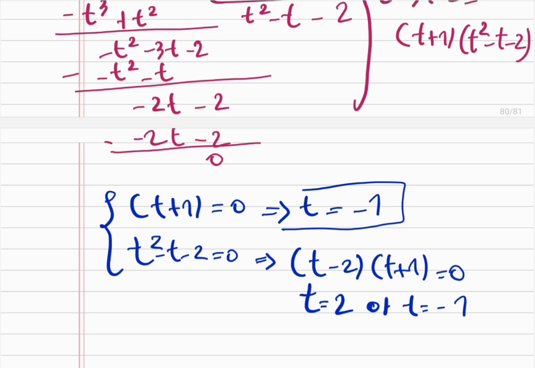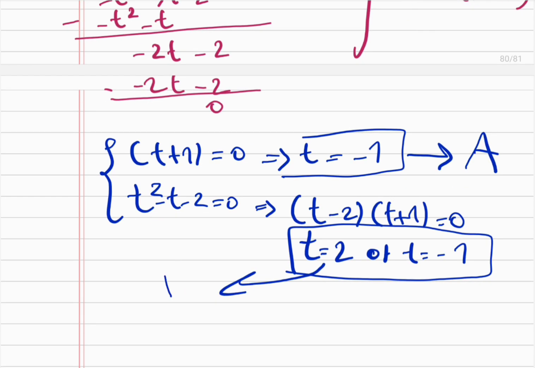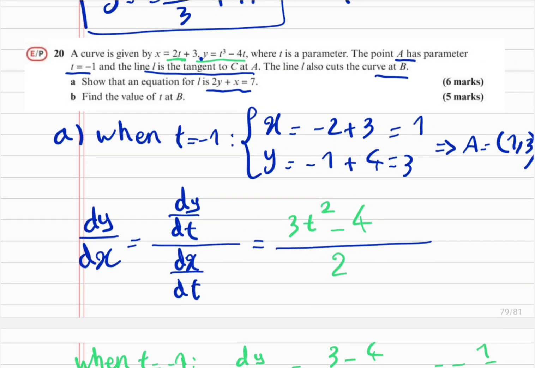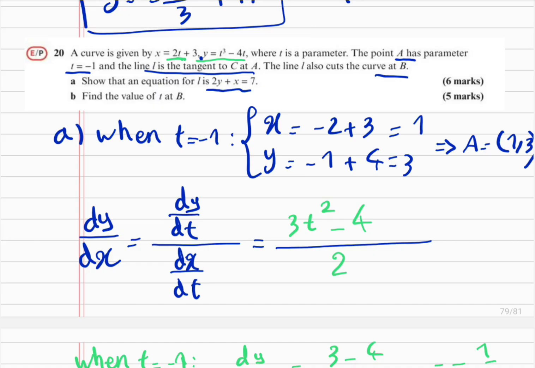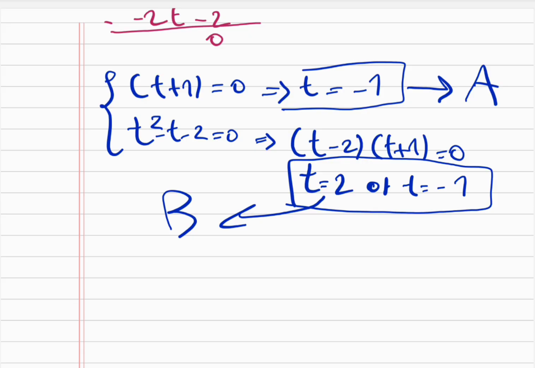So now, just to summarize, we got the solutions minus 1 and also positive 2. And remember that minus 1 corresponds to point A, and t is equal to 2 corresponds to point B. So getting back to what the question was initially asking, find the value of t at B. So the value of t at B is 2. And if you substitute 2 into the equations of x and y, then you can find the coordinates of B, but that's not the point here.